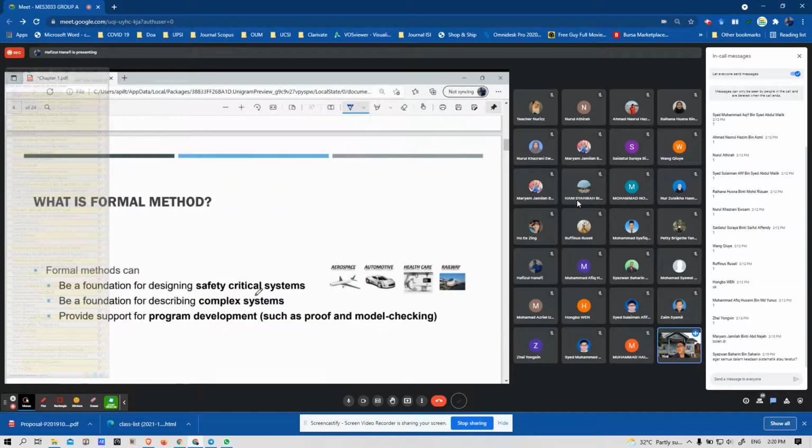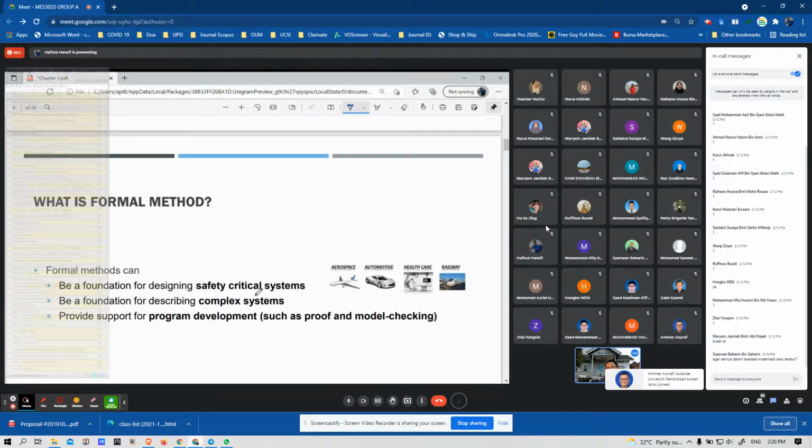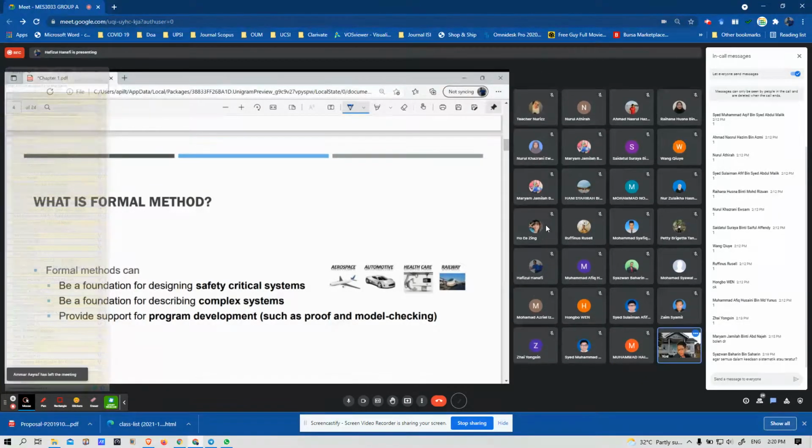Okay. What is formal method? Okay, this one is applied. Ama ada Ama? Ama Ashraf ada. Oh, Ama ada ke Ama? Salah masuk ke? Ama ada? Oh, tak ada. Dia tak dengar. Okay.